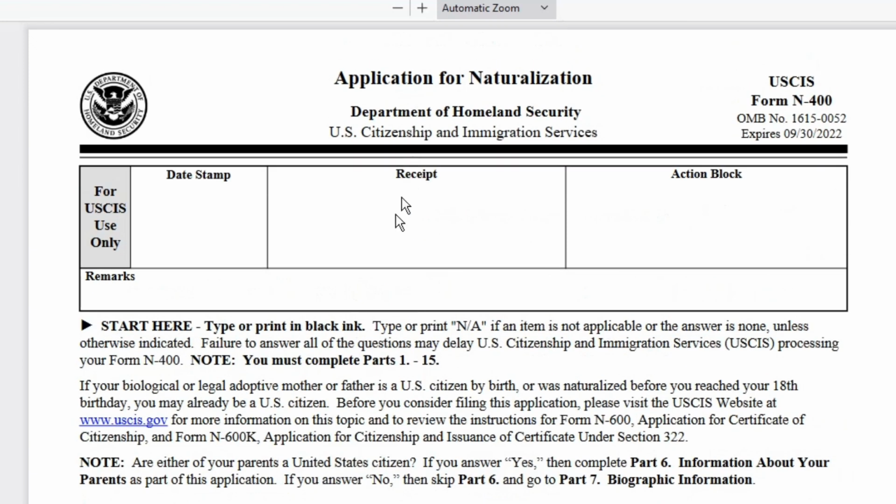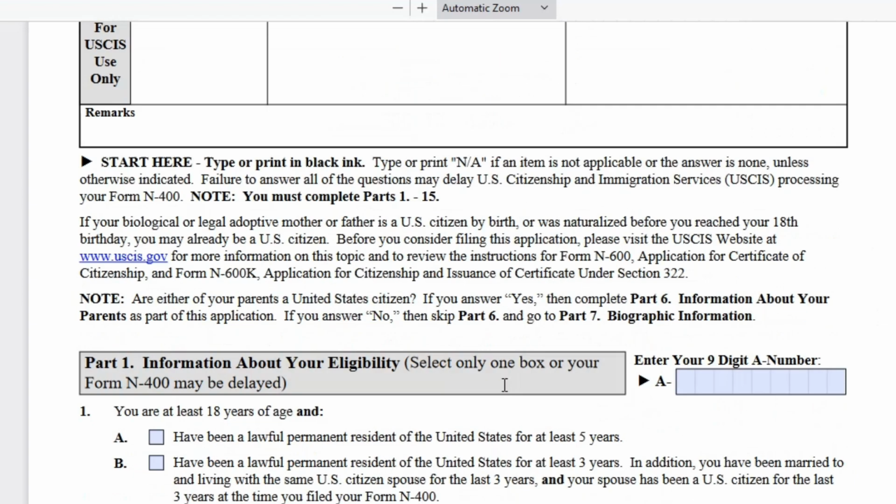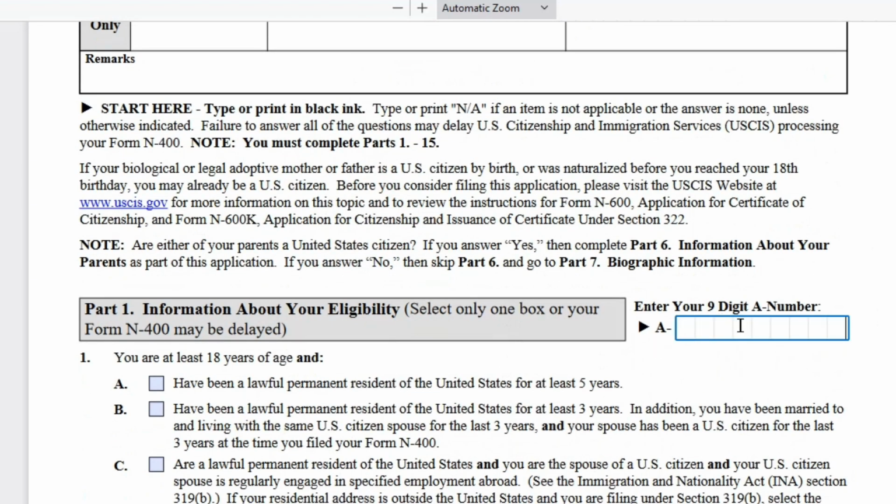First of all, you're going to start here. At the top, you don't write anything. You keep going down. Then you're going to put your A number. Let's say your A number is 1, 2, 3, 4, 5, 6, 7, 8, 9. You put it here. And then the next question, are you at least of age, right? Remember, we did that video of what qualifies you for citizenship. I'll put a link to that below. So you have to be 18 years of age, because if you're not, you might already be a citizen if your parents are citizens, etc.